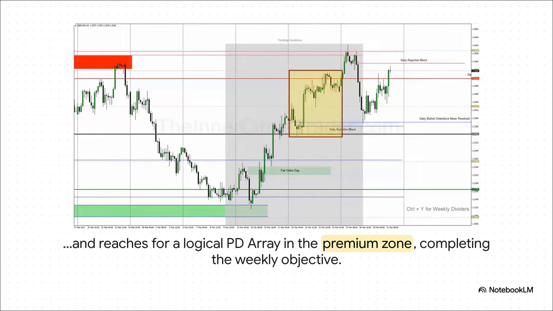And this just brilliantly shows the destination. After launching from that discount fair value gap, where does price go? It reaches up with purpose and targets a logical PD array in the premium half of the range. See, it moves from discount to premium. The weekly objective is complete, and the entire move was perfectly framed by these institutional reference points.